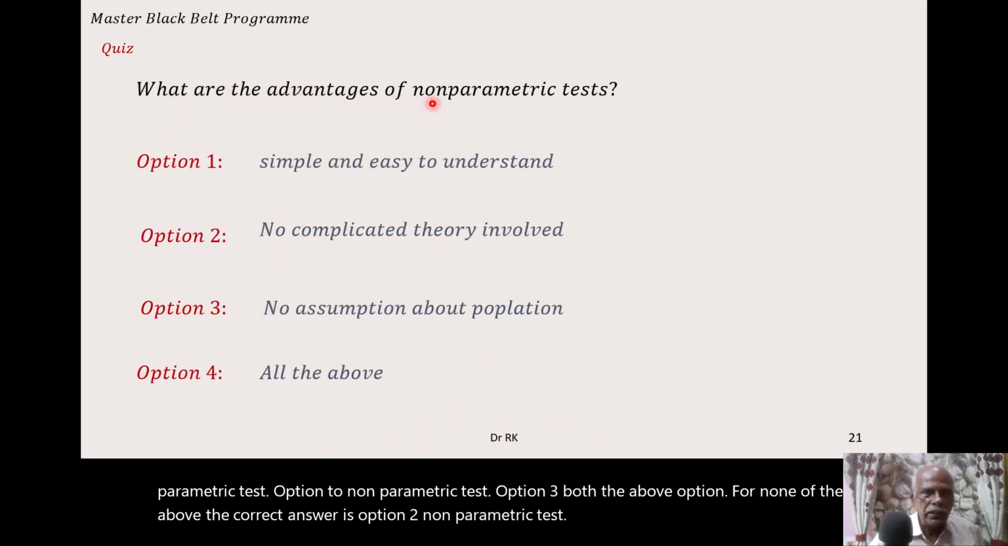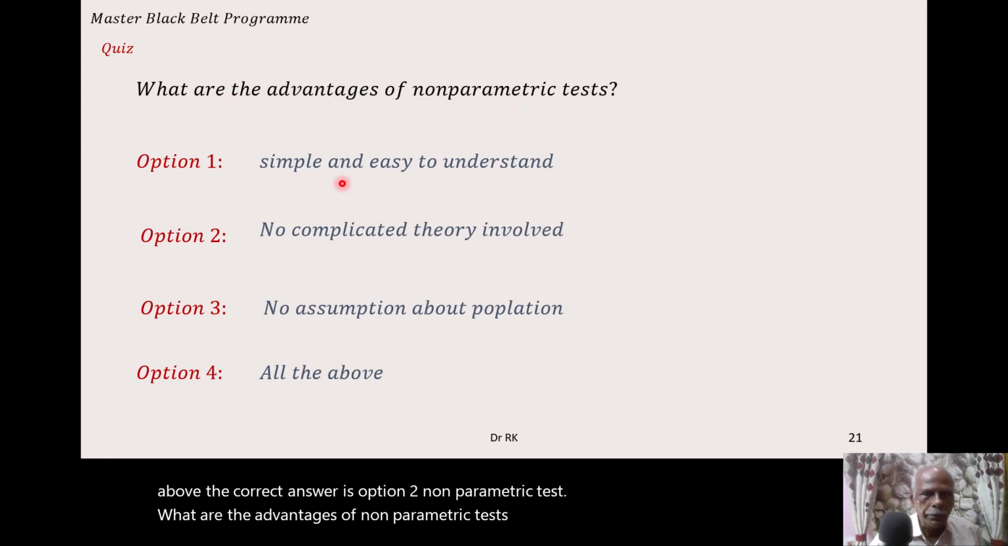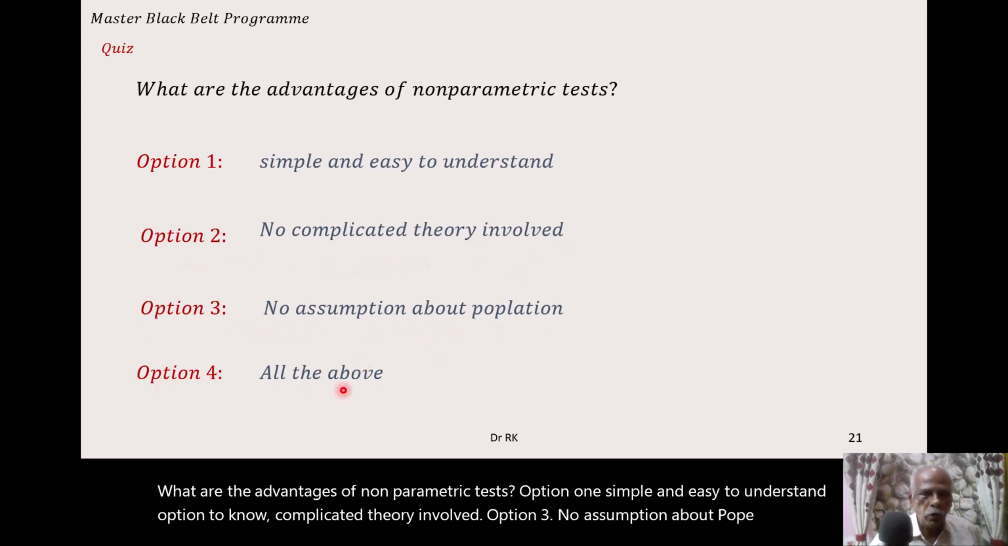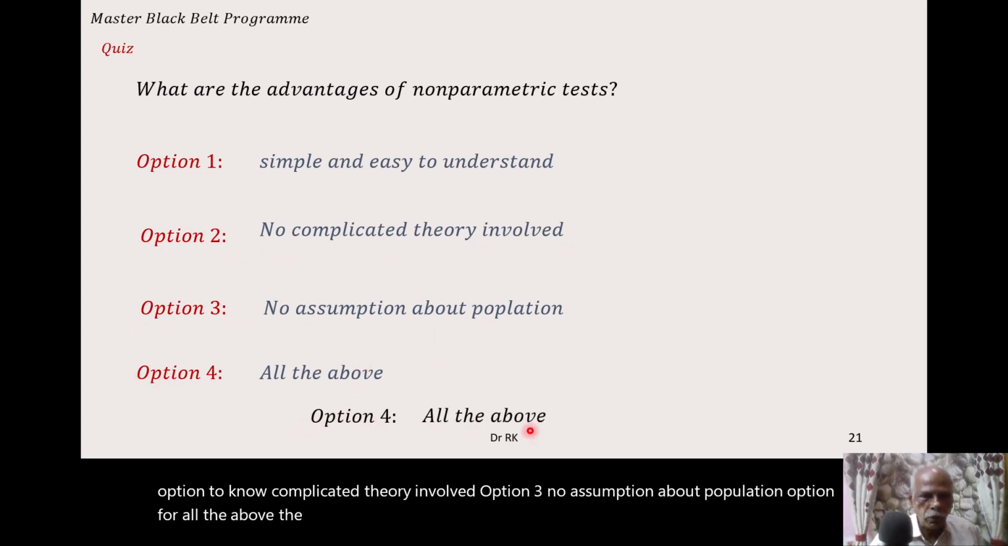What are the advantages of non-parametric tests? Option 1, simple and easy to understand. Option 2, no complicated theory involved. Option 3, no assumption about population. Option 4, all the above. The correct answer is option 4, all the above.